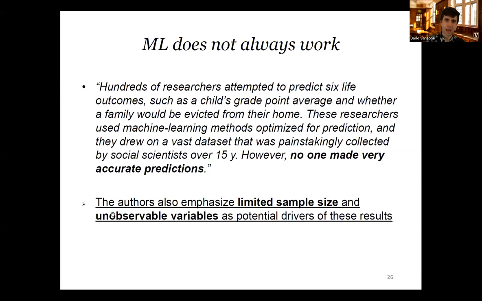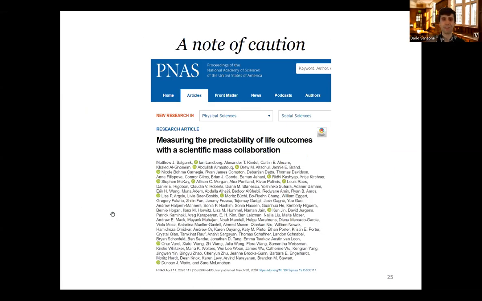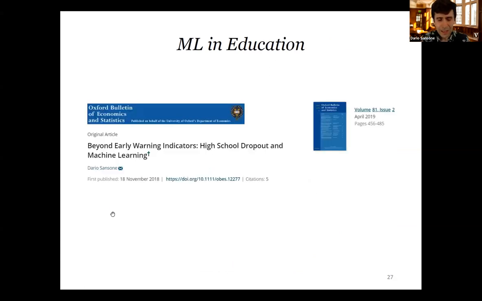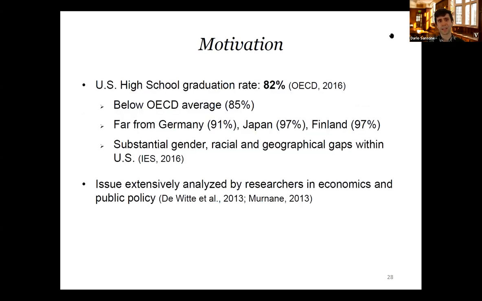So I think this paper is a good bridge between development and education, because it shows that machine learning can fail in some situations in social science, and also for education outcomes such as GPA. The last example that I want to discuss is one of my papers in which I use machine learning in education. In particular, I use it to predict high school dropout in the US. I published this paper a couple of years ago in the Oxford Bulletin of Economics and Statistics. So I started this project for several reasons.